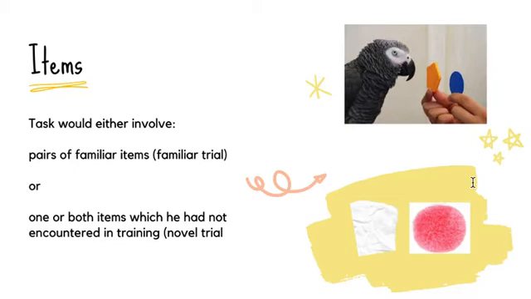The task will either involve a pair of familiar items, for example, ones that were used in the training phase already, or sometimes novel items, where one or both items he had not encountered in training. For example, a five-cornered white paper, a woolen pom-pom, a pink woolen pom-pom, which he had not encountered during training. As you remember just now, symbolic representation: how would they apply their knowledge to new items? We want to try it here.